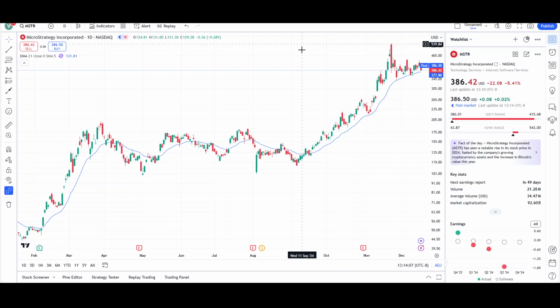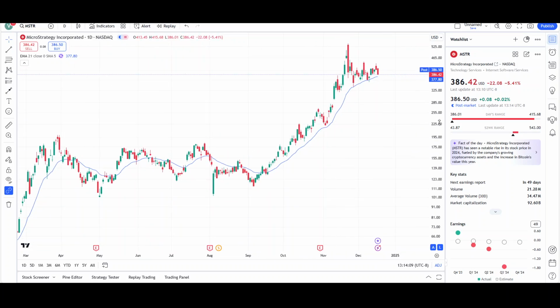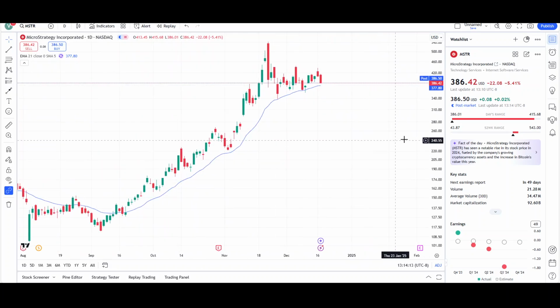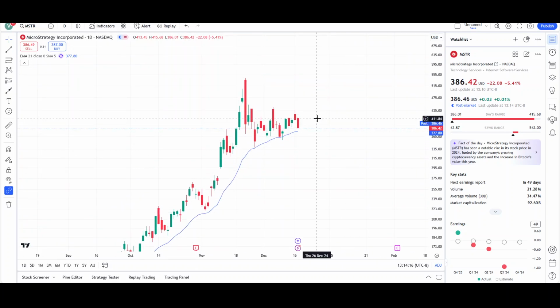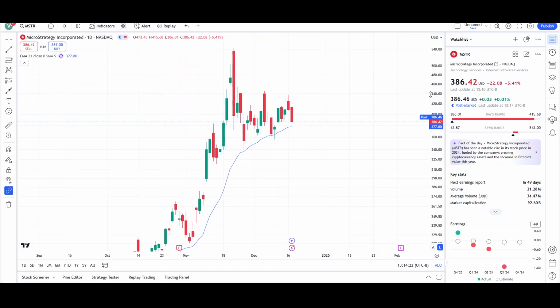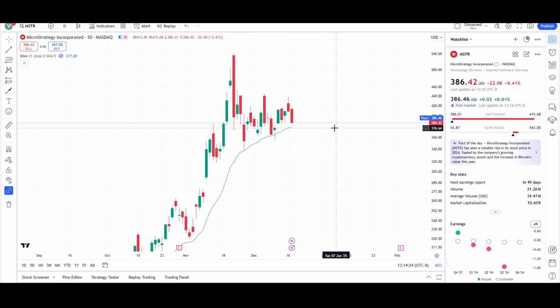So let's take a look at MSTR. On the daily chart, you can see that today was a decent sized drop, about a 5.5% drop. Yesterday was red, and today we saw follow through towards the downside. So let's go over why that happened and where it's most likely going next.